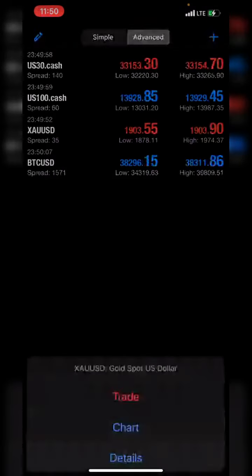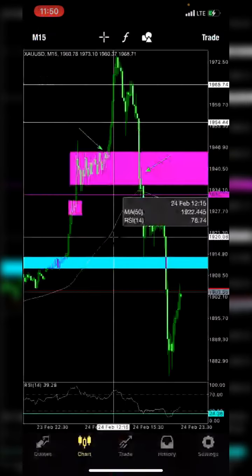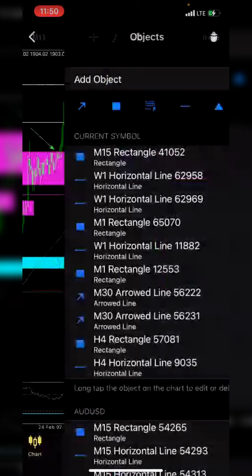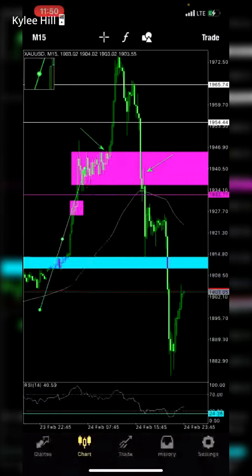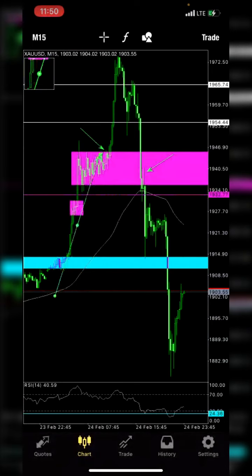And before I let y'all go, a perfect example could be found on gold. Last night, before I went to sleep, I had an entry right where the arrow is, and I was in profit pretty much right away on the 15-minute. As you can see, it rejected.